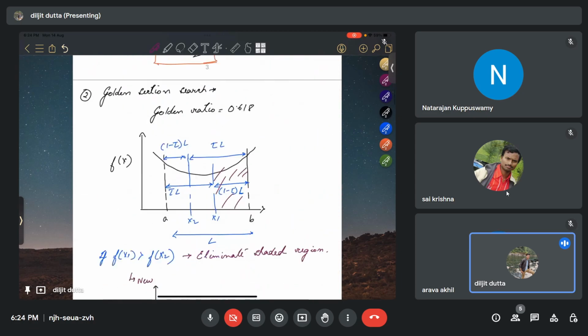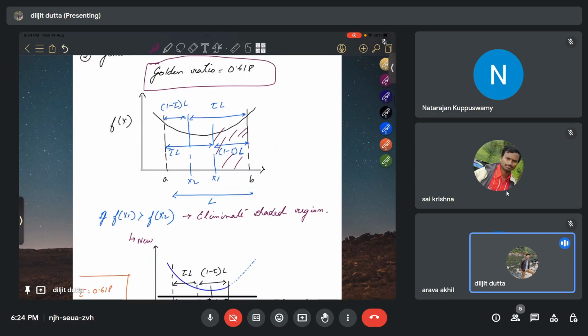Okay, next is the golden section method. This method is based on searching the optimal section using the golden ratio. I think sir has already taught what the golden ratio is and how to obtain it. The golden ratio is 0.618. If we have the two endpoints of the interval, a and b, we will have to get 2 points, x1 and x2. And how will we get x1 and x2?